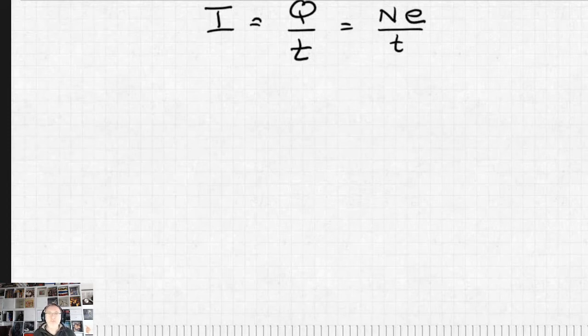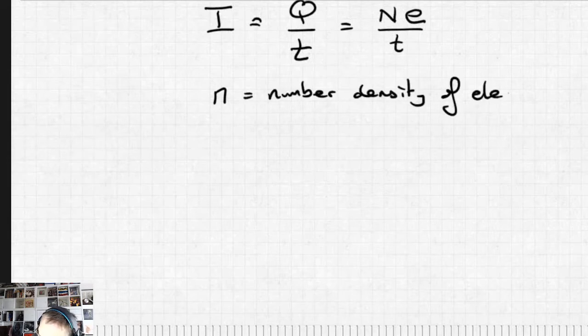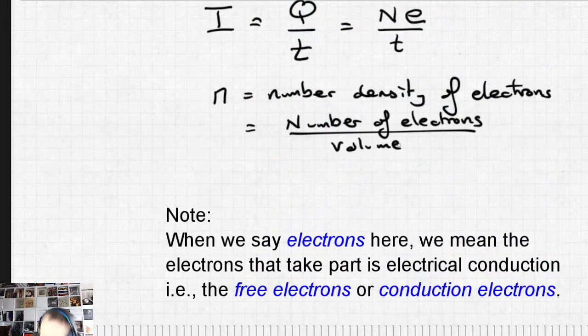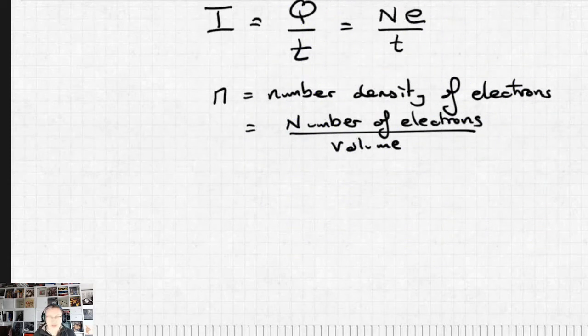Now, the number of electrons we have in physics, when we talk about materials, is little n, and little n is the so-called number density of electrons. The number of electrons per unit volume. That would be the number of conduction electrons, free electrons that can move in 1 cubic meter, because in SI units, per unit volume would be 1 cubic meter. That's a big lump of stuff. And that would be N over volume.